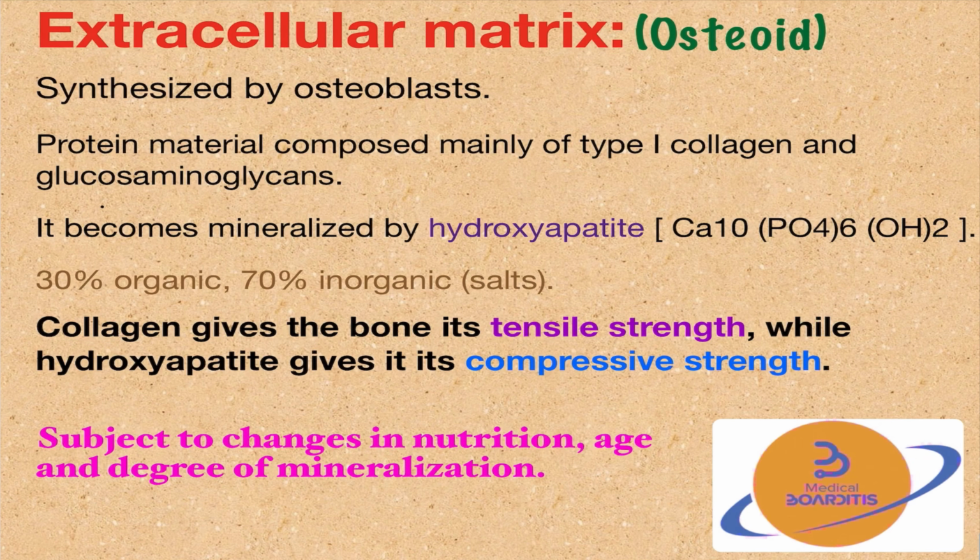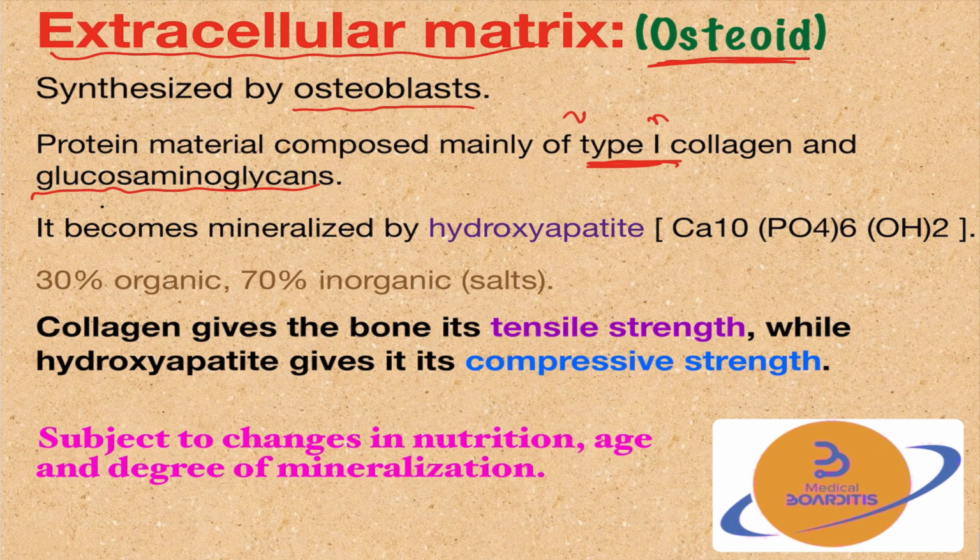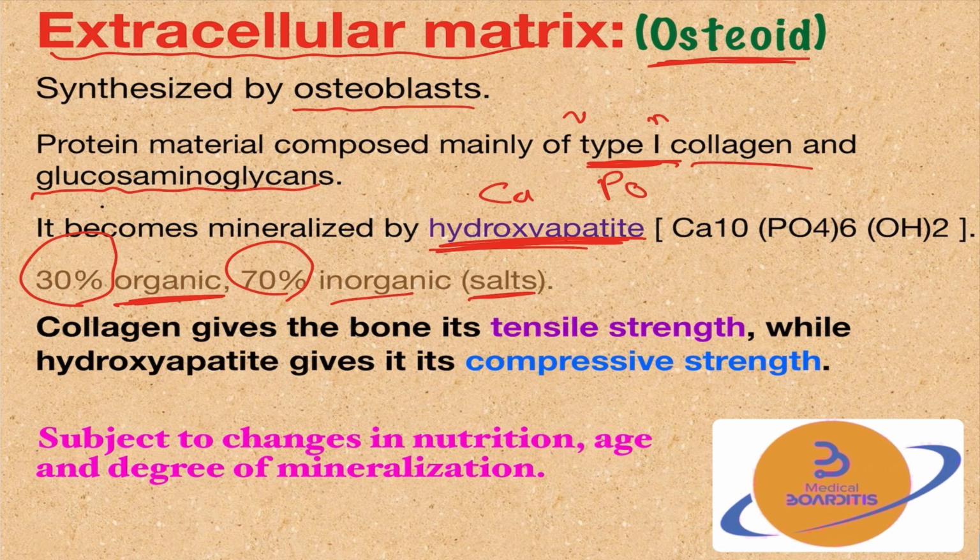Besides bone cells, there is also the extracellular matrix, which is called the osteoid. This is synthesized by osteoblasts, and it's a protein material composed mainly of type 1 collagen, which is the major type of collagen present in bones, and glycosaminoglycans. It becomes mineralized by hydroxyapatite. This hydroxyapatite is mainly made of calcium and phosphate. So 30% of the extracellular matrix is organic material, which is collagen and glycosaminoglycans, and 70% is inorganic, which is the salts, or the calcium and phosphate.